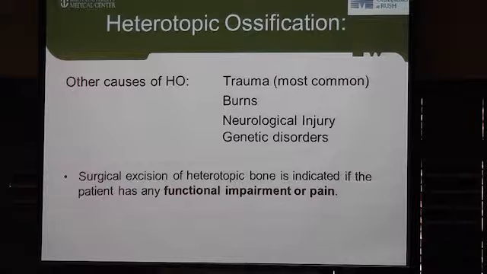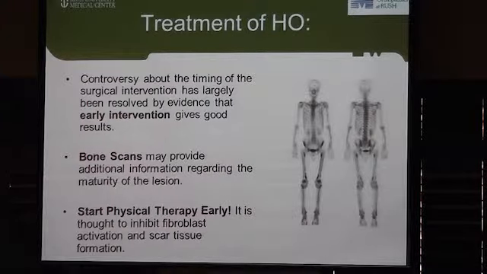If it's there, we generally try to cut it out. The timing of that is a little bit controversial. We used to get bone scans to see how metabolically active the synostosis was, or the heterotopic ossification was. You can base it on either a bone scan or radiographs, and it was thought that you wanted to wait for the bone to mature, but there's some evidence recently that going in there earlier results in adequate outcomes as long as you start physical therapy right away.